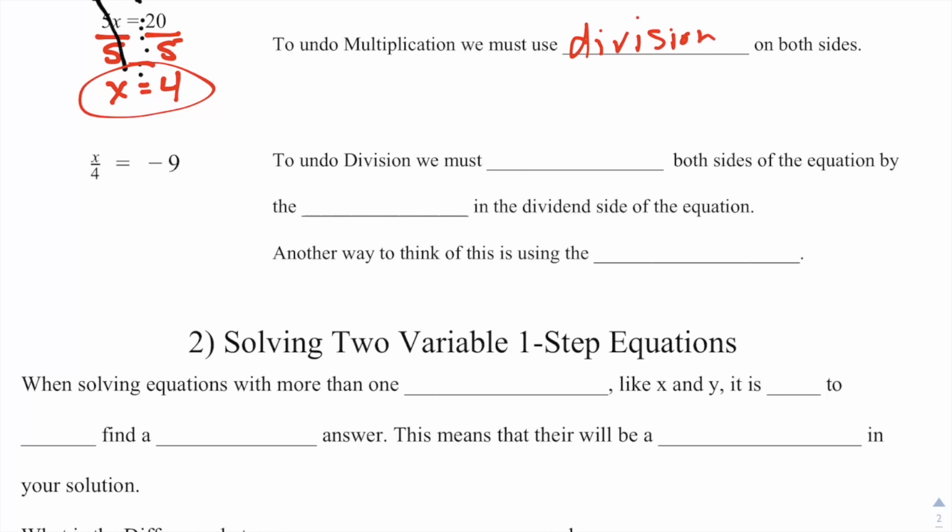And then to undo division, we must multiply both sides of the equation by the number in the dividend, which is just the division side of the equation. Another way to think of this is by using the reciprocal, and I'll explain that in a minute.